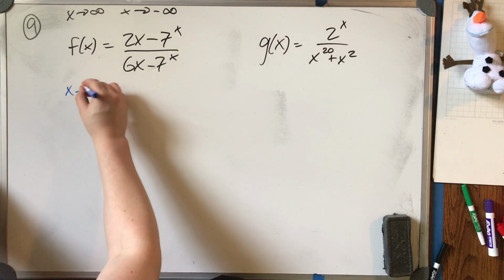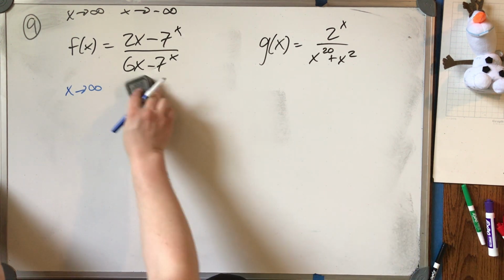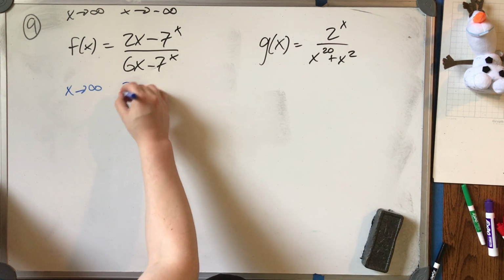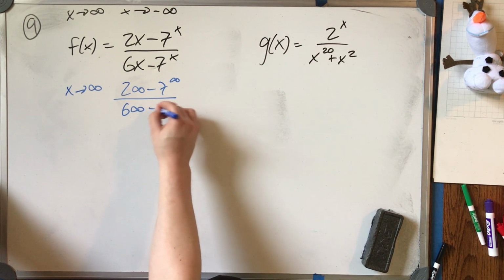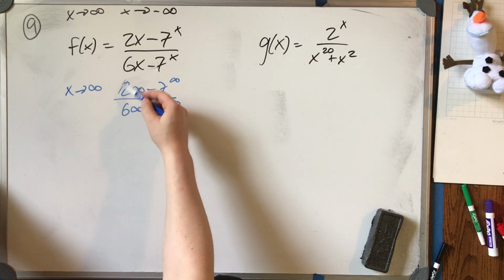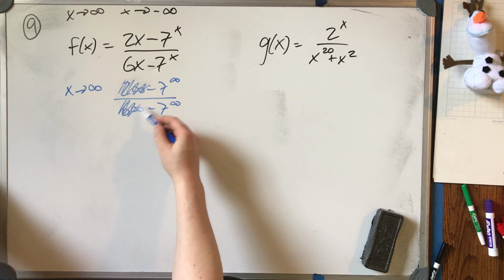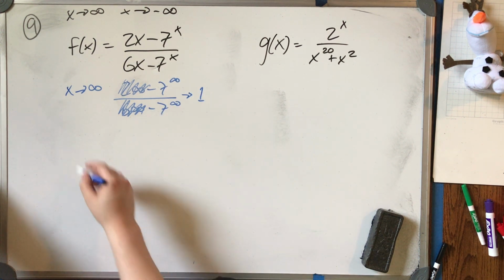So I'll start off with x approaching positive infinity. So that's going to be, what is this? This is 2. Oh my gosh, math is hard. This is 2 times infinity minus 7 to the infinite power all over 6 times infinity minus 7 to the infinite power. So things to the infinite power are always bigger than not, so I can basically ignore those. These happen to be the same number, so this is going to be approaching 1.